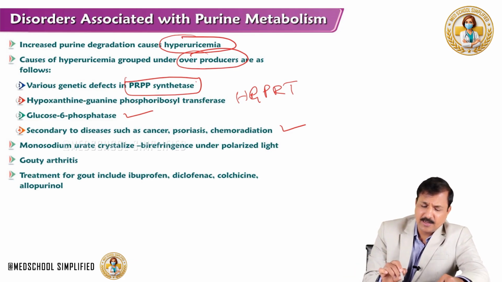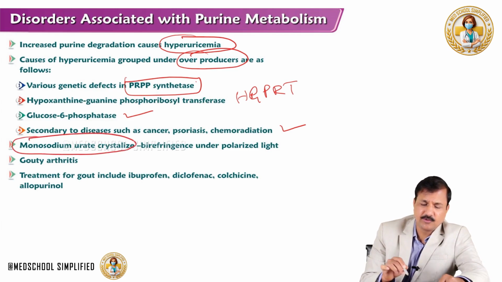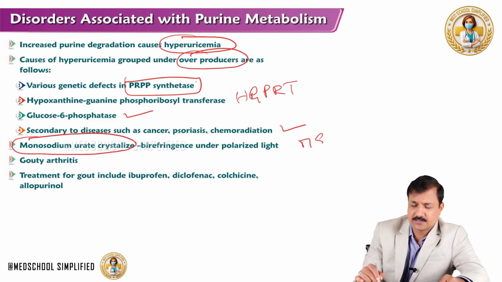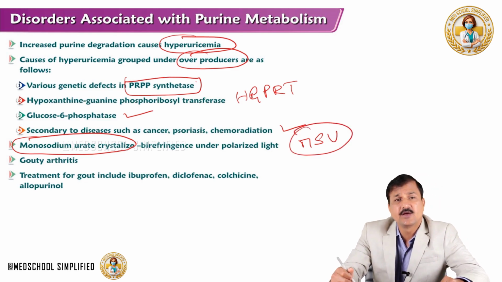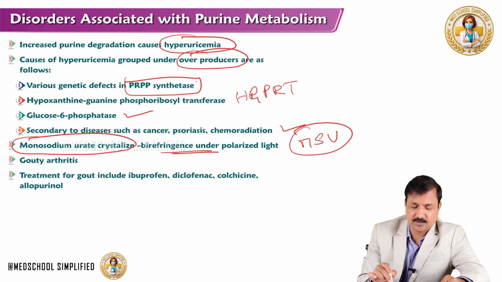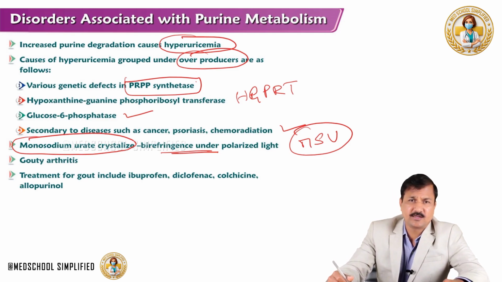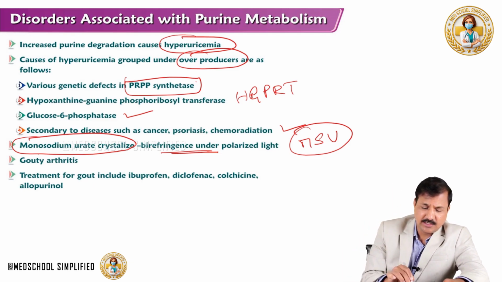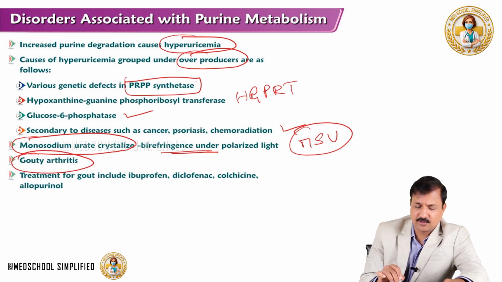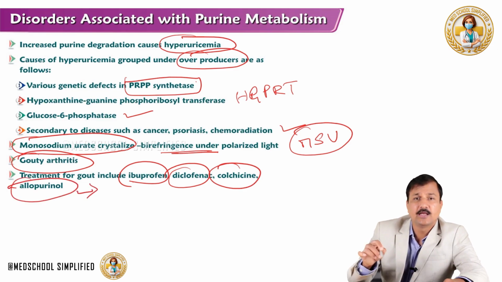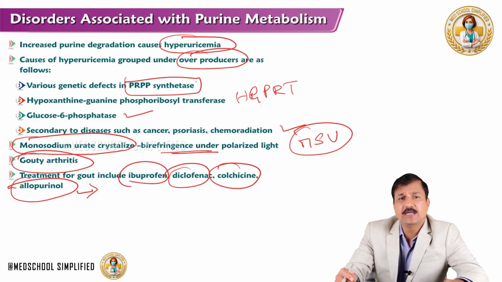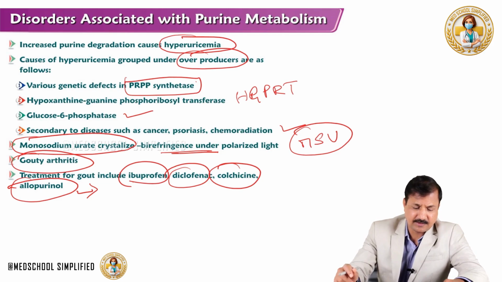Overall, hyperuricemia will lead to monosodium urate (MSU) crystallization. These are needle-shaped crystals which show birefringence under polarized light and can cause inflammation in the synovial joint cavity, leading to gouty arthritis. Treatment for gout includes ibuprofen, diclofenac, colchicine, and also allopurinol. Allopurinol inhibits the xanthine oxidase enzyme, thereby decreasing uric acid formation, and it also has an indirect effect on the de novo purine biosynthesis pathway.